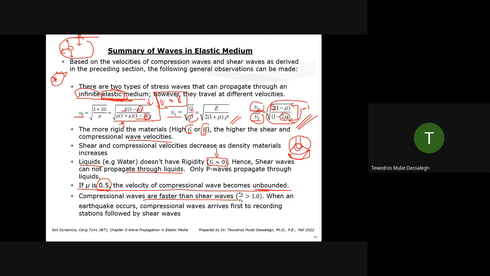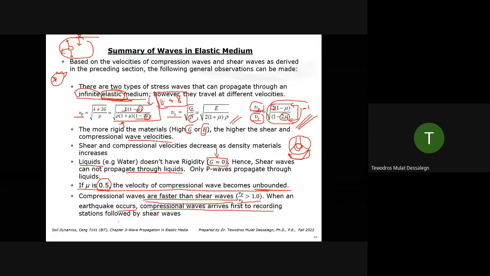We know that from the recording station. We have seen it in chapter 1, but there is also a mathematical proof. This comparison of VP versus VS shows us, for any material you put here, like if you put mu equal to 0.3, you're going to get VP greater than VS. When an earthquake occurs, compressional waves arrive first to a recording station, followed by shear waves.